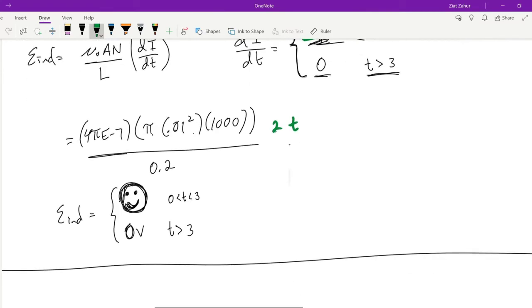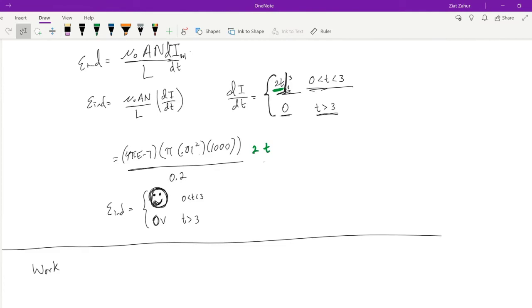Based on what your time is from 0 to 3, you plug in your time value, and then you can figure out what your voltage is at that point. If you plug in 2.99, you're going to get something close to 6, and then it's almost 6 times whatever that stuff is in the front. But as soon as you hit 3 seconds, your change is stopped, meaning the change is zero, I should say. The current is constant, and at that point your induced voltage drops to zero.